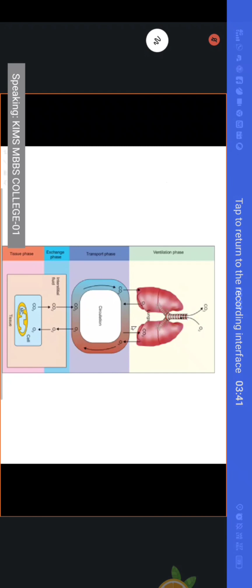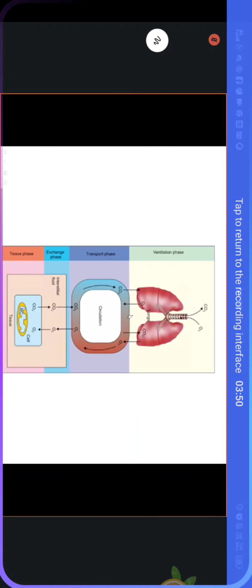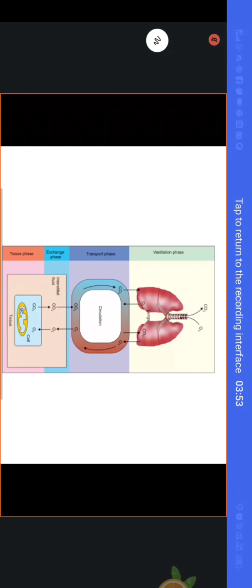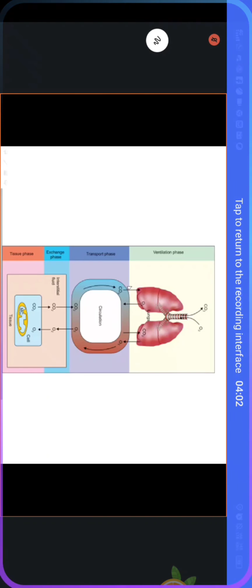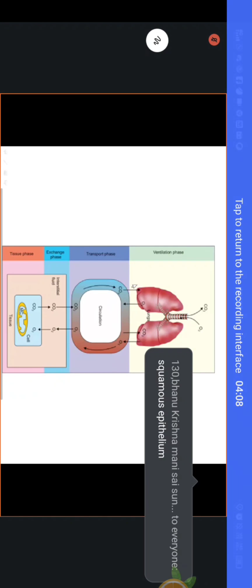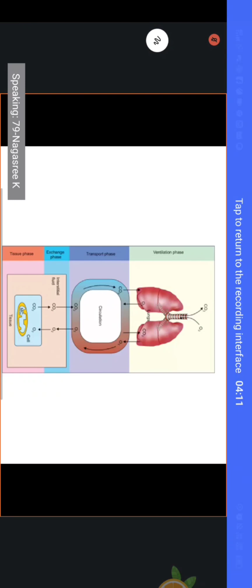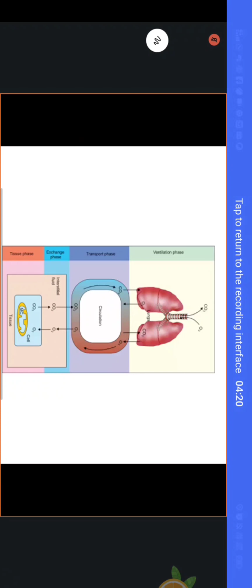Can anyone tell about the layers of the respiratory membrane? Just roughly, can anyone say? Endothelium of the blood vessels, basement membrane, and epithelium of the alveoli. Okay. In addition to this, the inside of the alveoli is covered by a fluid called surfactant. Surfactant layer and fluid layer.